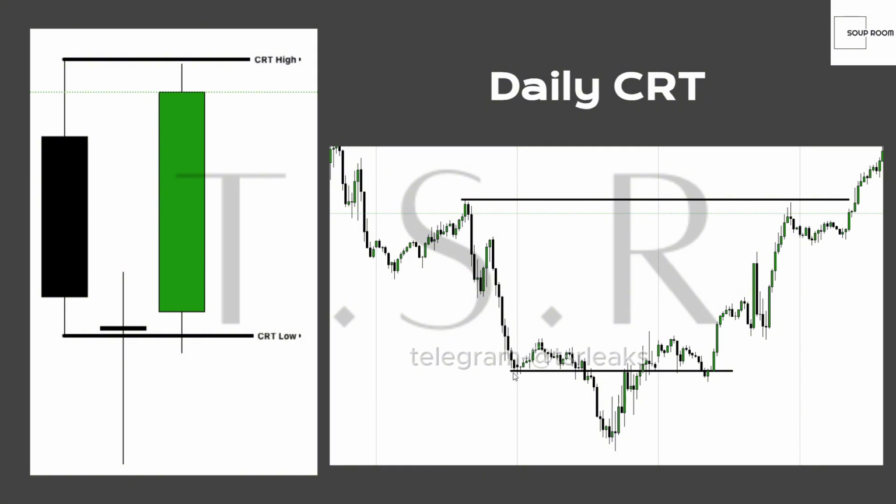Right here, you can see the daily CRT low and the daily CRT high. Let's say this was Wednesday. Wednesday's price action manipulated below the low of the previous day, so Tuesday, and then closed above into the previous candle's range, right here. The next candle opens, manipulates below its open, and continues on higher.